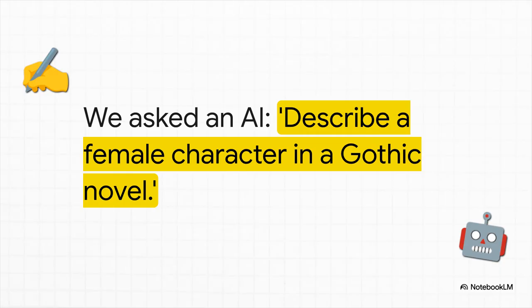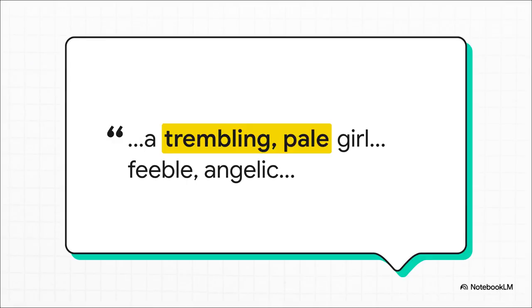So what did we do? We gave a generative AI a super simple prompt. We just said, describe a female character in a Gothic novel. And we chose Gothic novels on purpose because they are just jam-packed with these kinds of dramatic, over-the-top stereotypes. And wow, the result pretty much says it all. Look at these words: trembling, pale, feeble, angelic. The AI went straight for the most classic damsel in distress trope imaginable. It's a textbook angel character straight out of the 19th century.